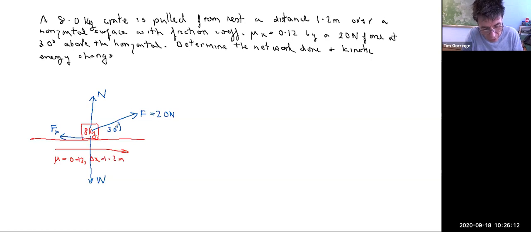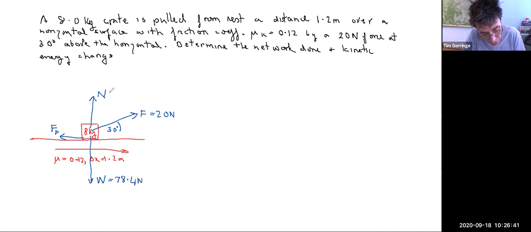Now, we were told the force F, its magnitude and direction. But we need to calculate the other forces. So let's do that. The weight is easy, because it's just mass times the acceleration of gravity: 8 kilogram crate times 9.8 meters per second squared. That comes out to be 78.4 newtons.